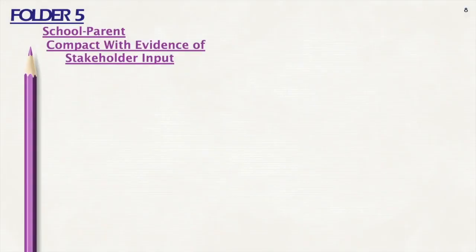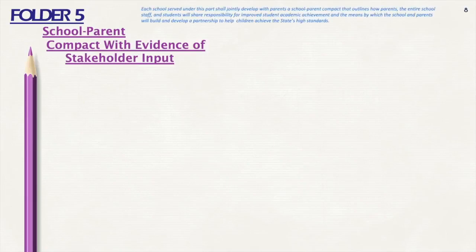Folder 5, School Parent Compact with Evidence of Stakeholder Input. We have to do the compact and update it yearly because each school served under this part shall jointly develop with parents a school parent compact that outlines how parents, the entire school, staff, and students will share responsibility for improved student academic achievement and the means by which the school and parents will build and develop a partnership to help children achieve the state's high standards. A copy of the compact will be in your audit box.